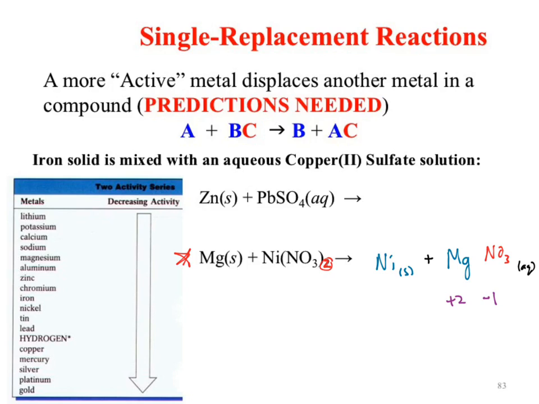So is that formula correct? No, because it hasn't balanced out the charge. How do I fix that formula? I need a second nitrate to balance the magnesium. So I'll put parentheses and a 2 there. Everybody get it?